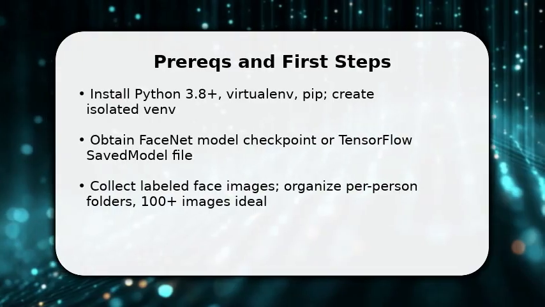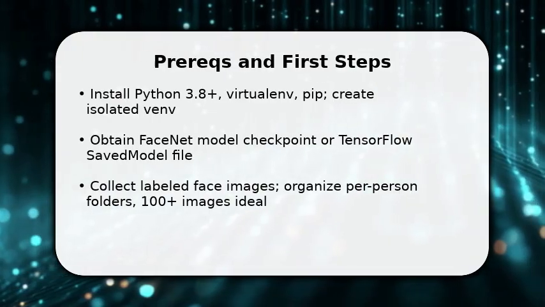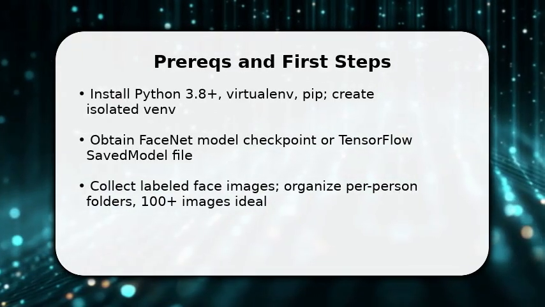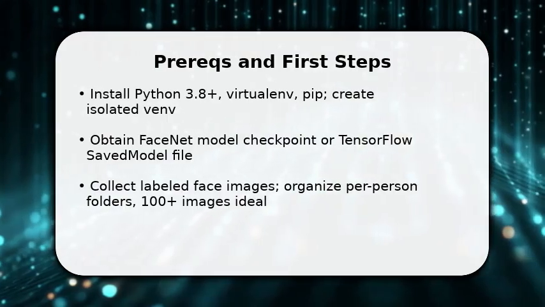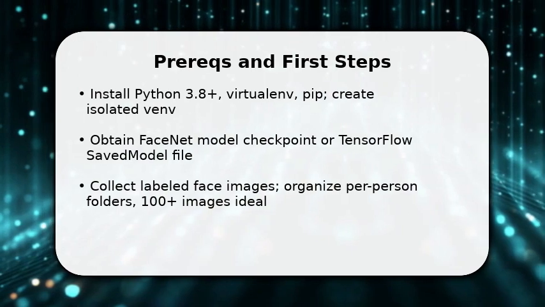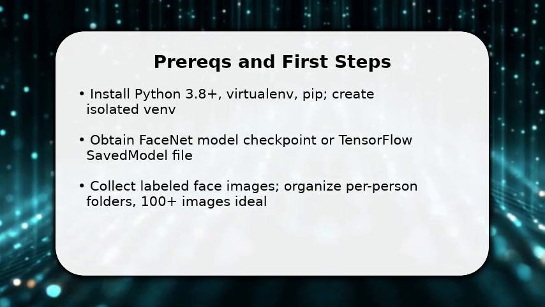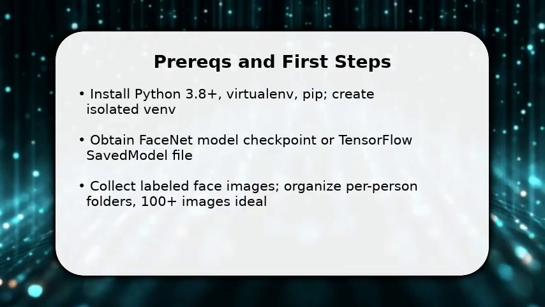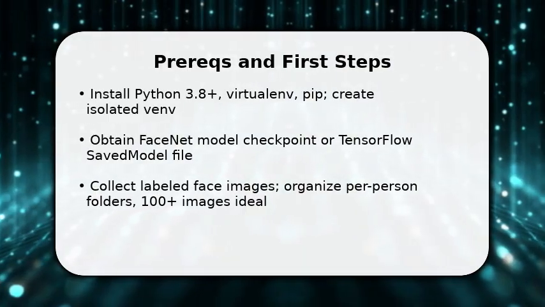Then, collect and structure labeled images into per-person folders. Quality and variety matter. Once done, run a quick image preprocessor to detect and align faces so each image matches the model input size, and then save aligned crops for embedding extraction.